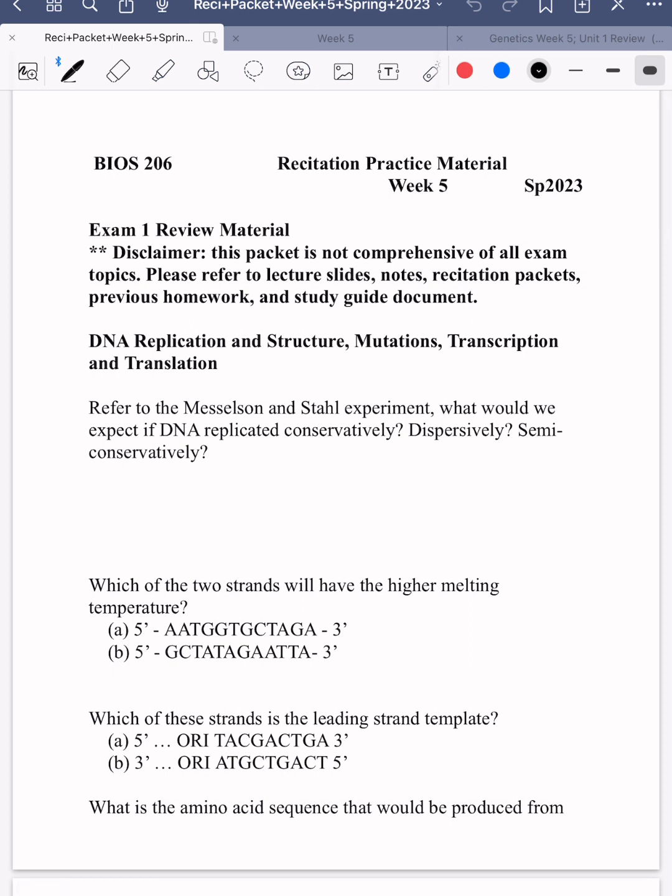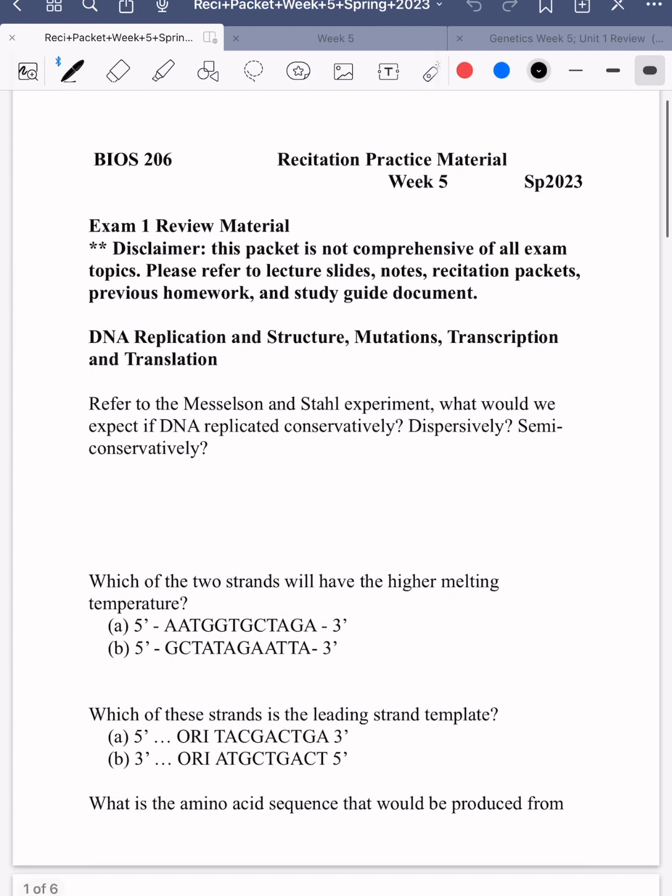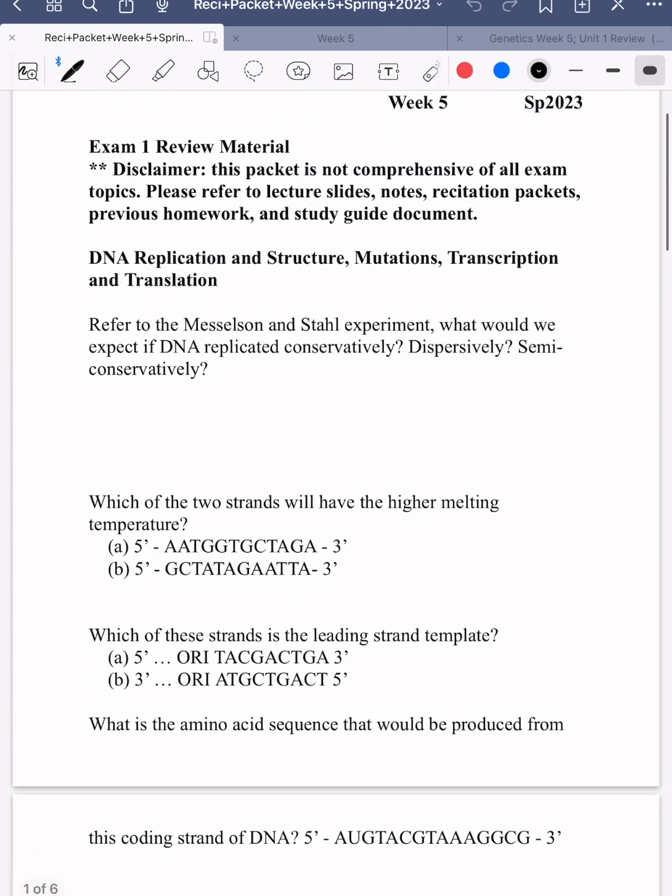Alright, so let's refer to the Meselson and Stahl experiment. What would we expect if DNA replicated conservatively, dispersively, or semi-conservatively? So, for DNA to replicate conservatively, what that essentially means is that the DNA double helix acts as a template for DNA replication. So the entire DNA helix.